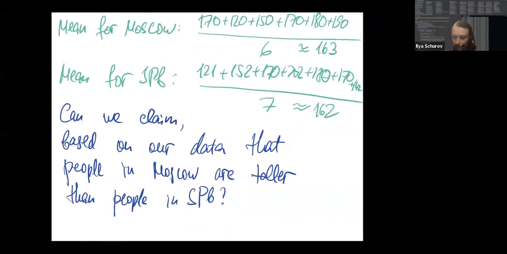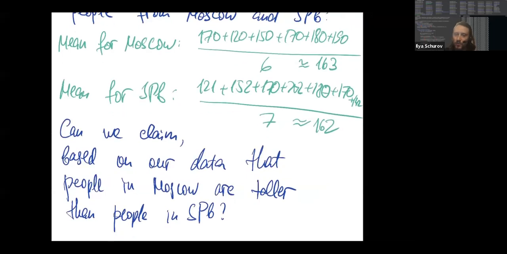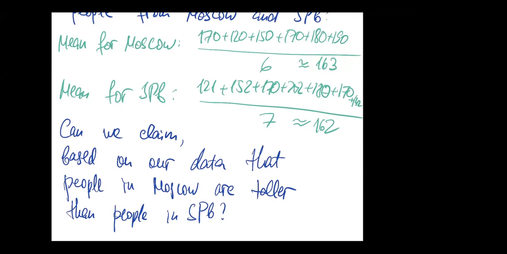Okay, what stops you from just claiming that this is true? We clearly see that the result here is larger than the result here. Why not just say, okay, our data shows that people in Moscow are taller than people in St. Petersburg? We see it in data. Well, probably because our samples are limited and they do not reflect all the citizens of both cities.